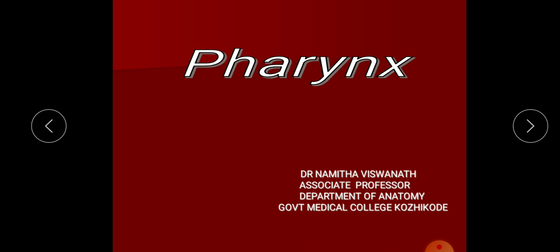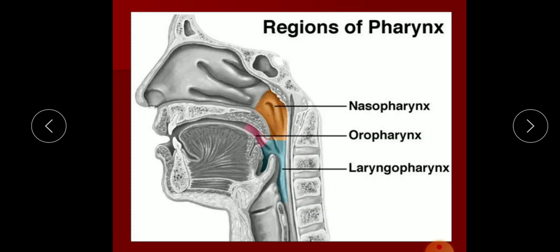Neuroanatomy is finished, and so now we are continuing with the topics remaining in head and neck. In this session, we'll be dealing with the pharynx. So what is actually this pharynx? The pharynx is a fibromuscular tube which acts as a common passage for air and food.